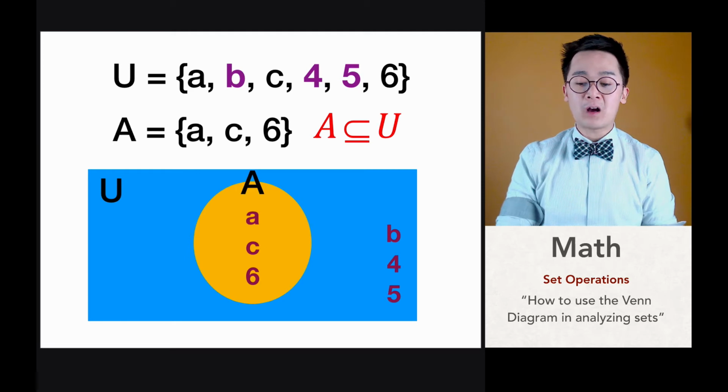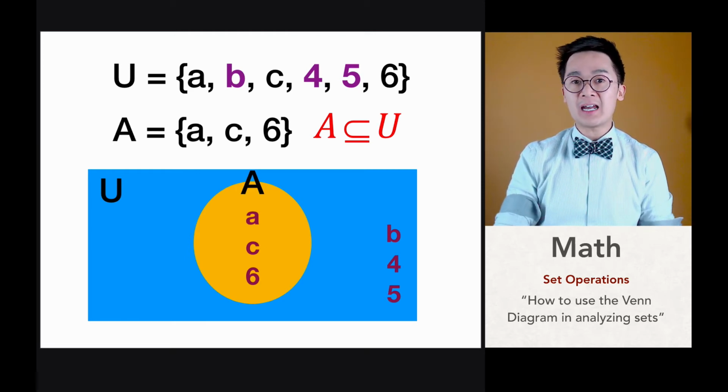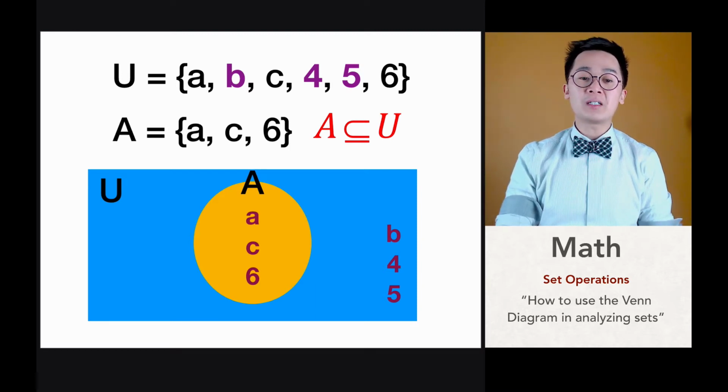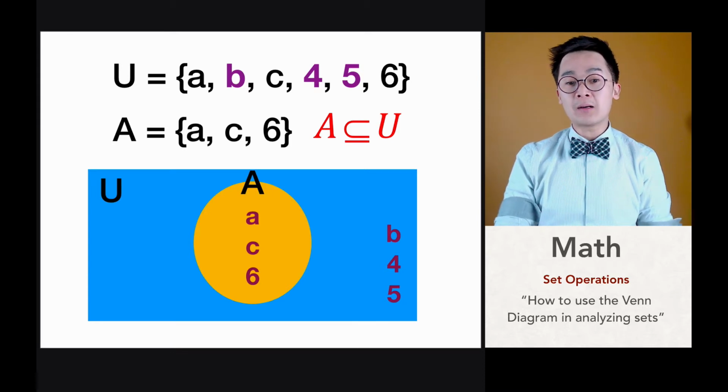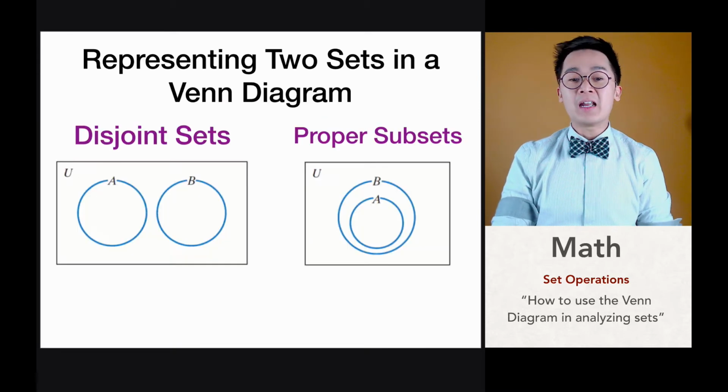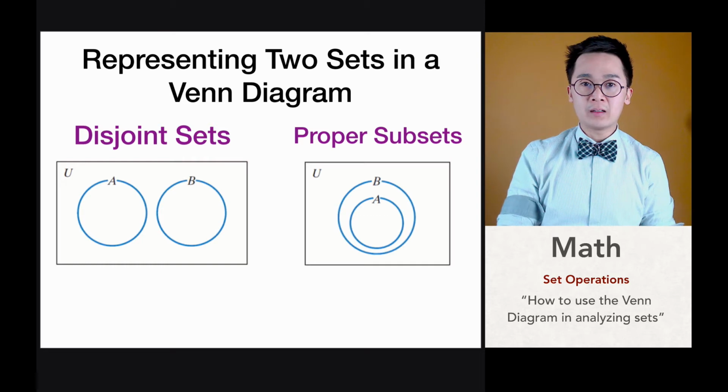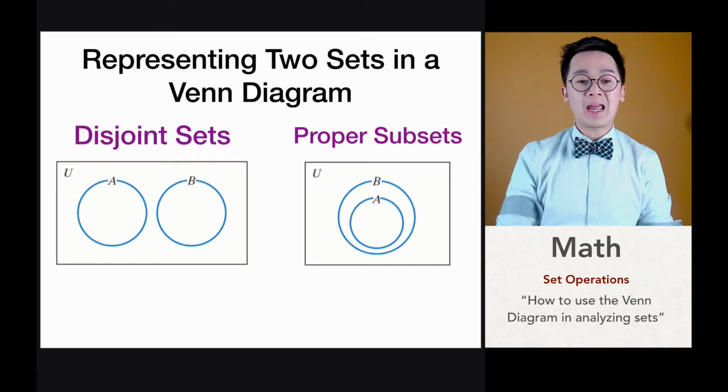And this is what we call the Venn diagram, wherein we're representing the subset of the union set inside a closed circle. So this is the representation of set U, wherein A is a subset of U. Now there are several ways we can show a Venn diagram. We have the disjoint sets and we have the proper subsets.